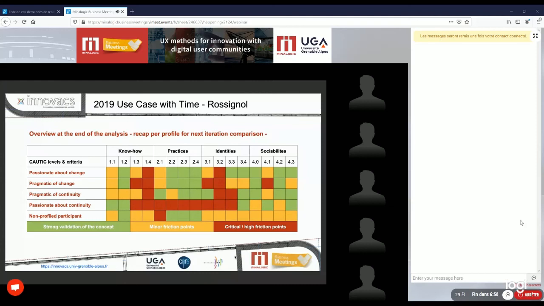So here we can see for each criteria or profile how the concept validation went for the first version of the bike.